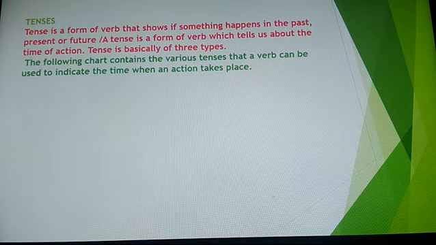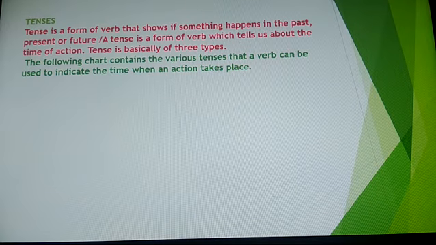So I hope it is clear. Tense is a form of verb that tells us when something happened, in the past, in the future, or in the present. So it tells us about the time of action. Time means present, past, and future. So that is called a tense.